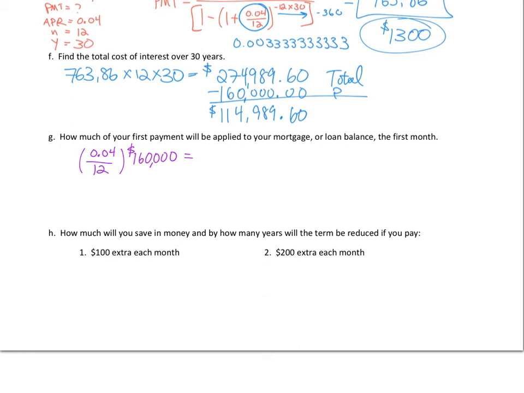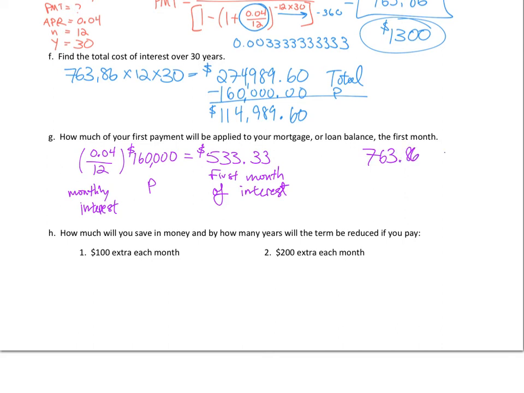And multiplying the principal by the monthly interest will tell you the interest you pay for the first month, which ends up being $533.33. So this is the first month of interest. Your first and every payment will be $763.86, which was up there.